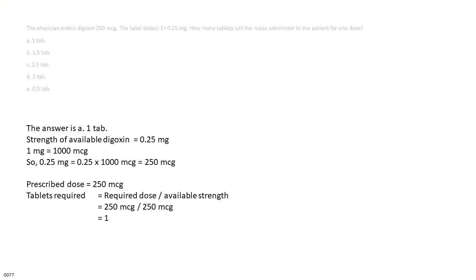The answer is A. 1 tab. Strength of available digoxin equals 0.25 milligrams. 1 milligram equals 1000 mcg. So, 0.25 milligrams equals 0.25 times 1000 mcg equals 250 mcg. Prescribed dose equals 250 mcg. Tablets required equals required dose divided by available strength equals 250 mcg divided by 250 mcg equals 1.